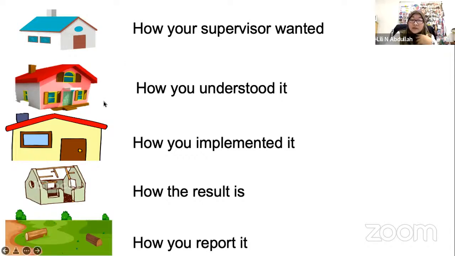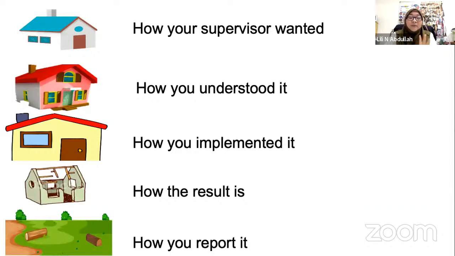But when you try to listen to him or her carefully, you think, oh, I think they want this one. But when you start to implement it, this is what you get. The result is not this, it is this, with all the bugs here, bugs there, errors here. And when you want to report it, you can't report anything. And why did this happen?